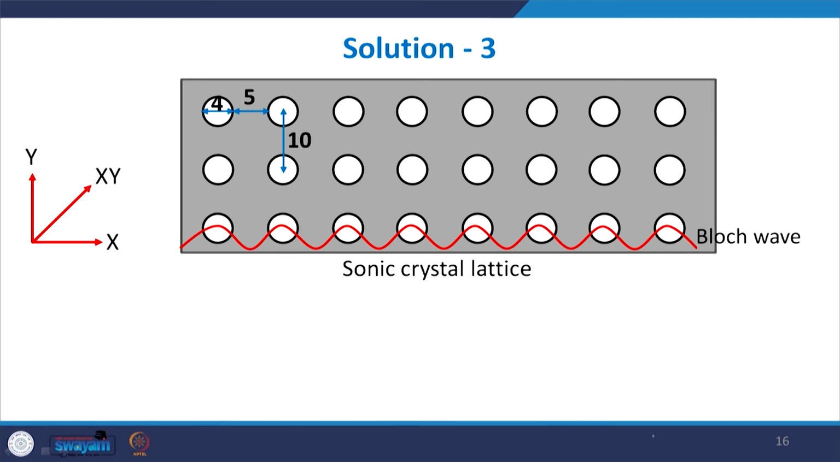So here this shows a typical Bloch wave, where it is a first mode Bloch wave where we have the maxima occurring at the center of the scatterer and the minima occurring at the center of the spacing between the scatterers.